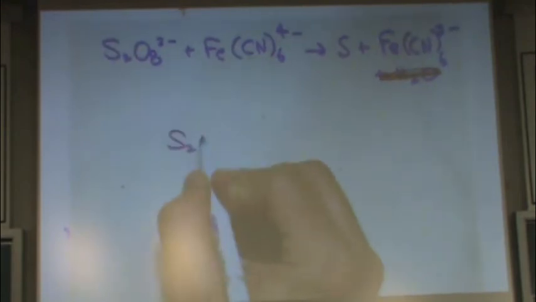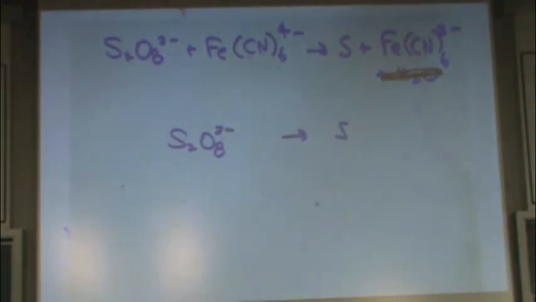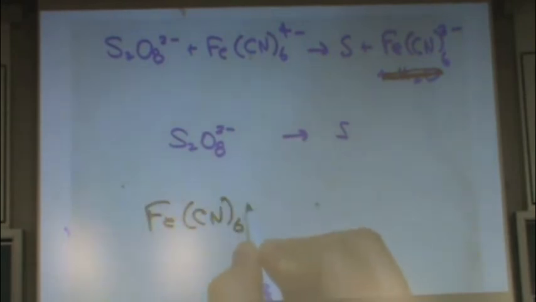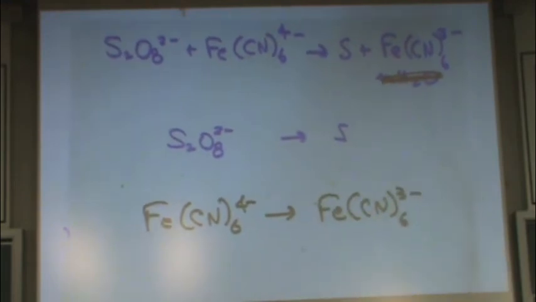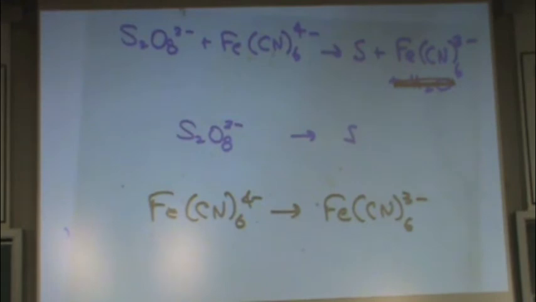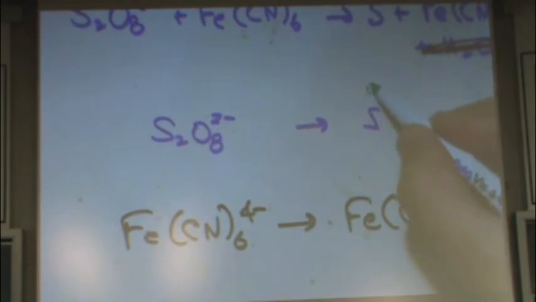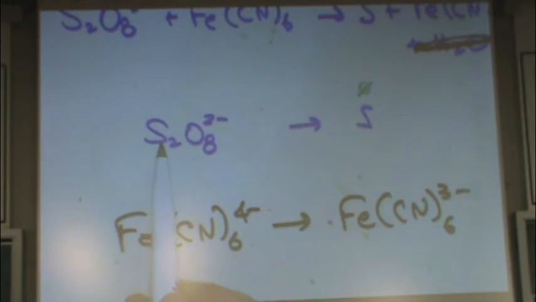Okay, so now let's separate these out. We've got S2O8 2 minus goes to sulfur, and then the other one, let's do it in a different color: Fe(CN)6 4 minus goes to Fe(CN)6, also 6, but 3 minus. Let's get the charges and the oxidation states on here. I'll do the easy one, this is 0, sulfur right there. What's the oxidation state?